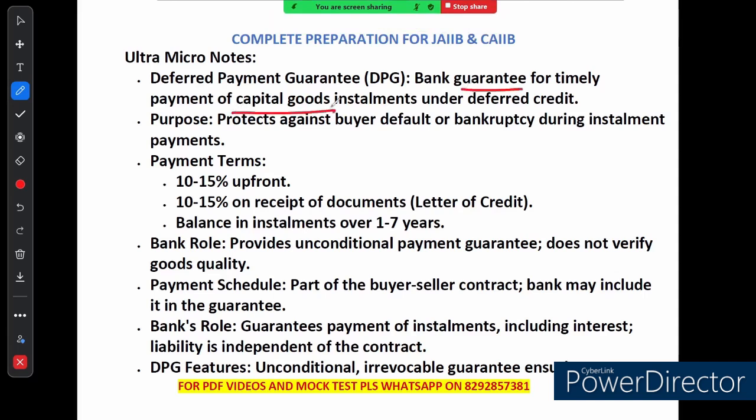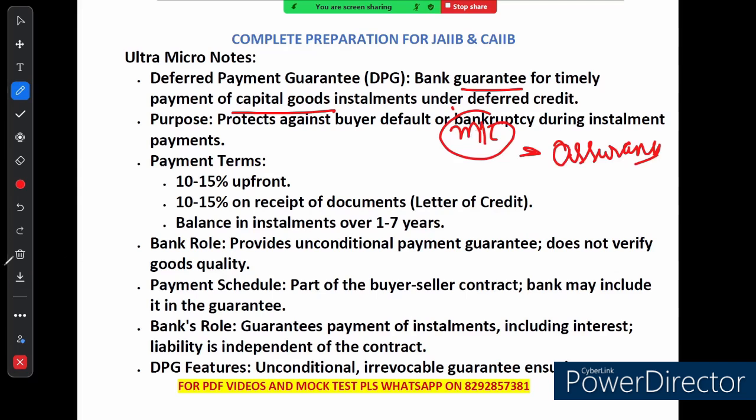Imagine you are buying a machine but can't pay the full amount upfront. The seller agrees to let you pay over time, but they want assurance. Obviously, the seller will need assurance, right? So that is where the bank steps in and guarantees your payment even if you can't. I have given you an example: you are buying a machine, but can't pay the full amount upfront. The seller agrees to let you pay over time, but wants assurance, and that is where the bank steps in and guarantees your payment.